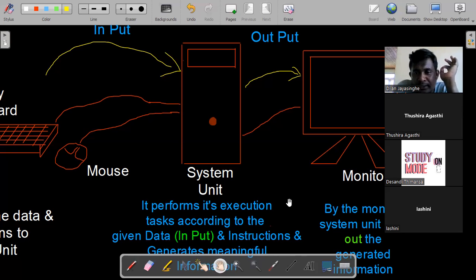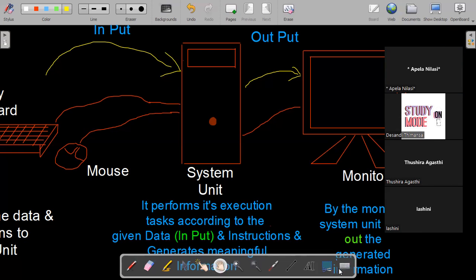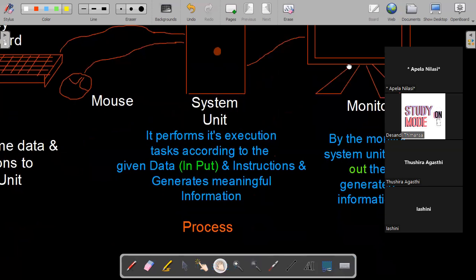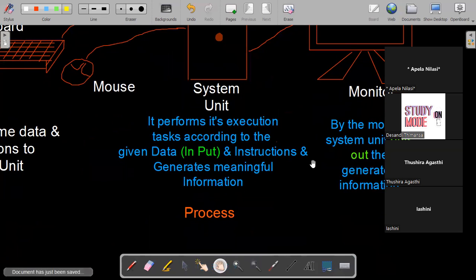Understood that? Yes. Others? Yes. Yes. Yes. Last, Apela, understood it? Yes. Lashini? Yes, sir. Okay, very good. Perfect, right?